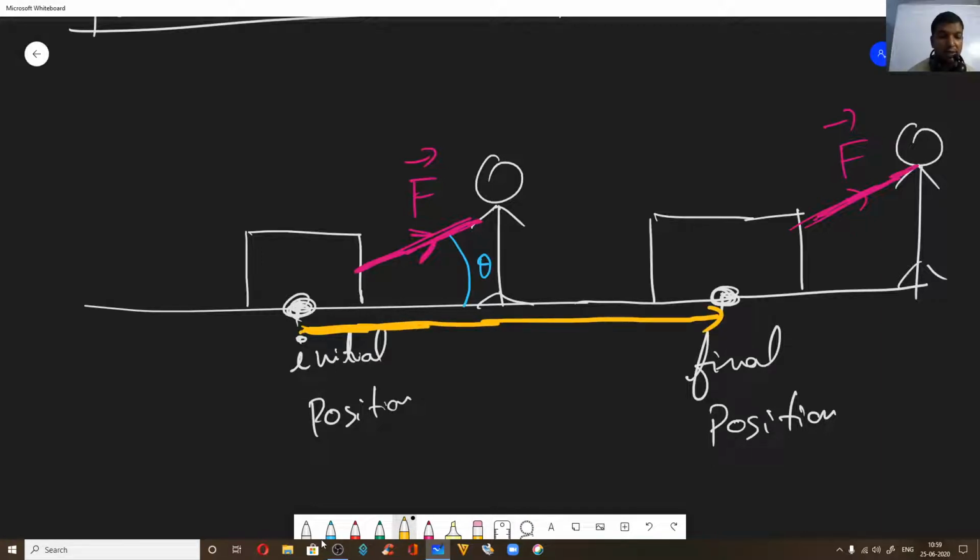Right, now this D, you can call it a displacement. Now you can treat it as a vector, right? As I told you, it starts from the initial point and ends at the final point. Okay, right. So this is the displacement.